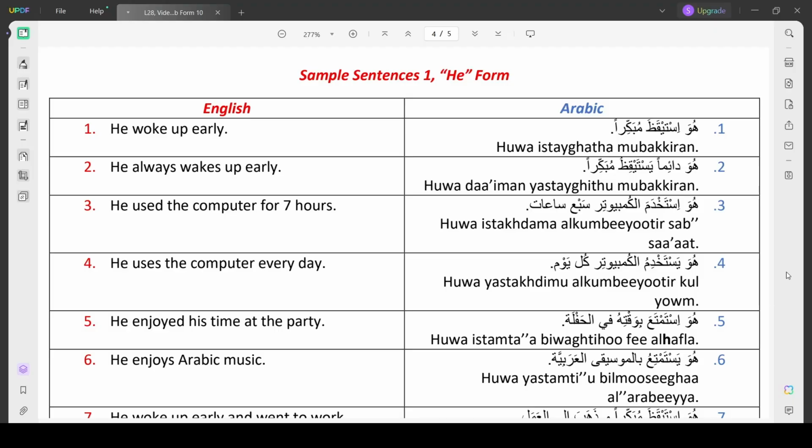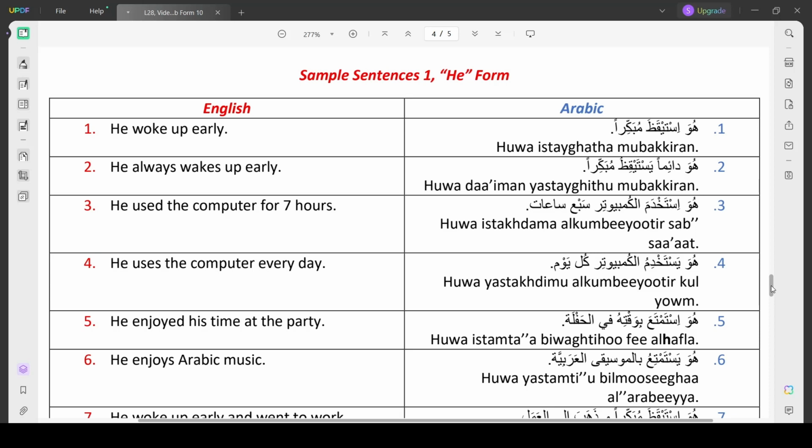Number 1. He woke up early. هو استيقظ مبكرا. Number 2. He always wakes up early. هو دائما يستيقظ مبكرا. Number 3. He used the computer for 7 hours. هو استخدم الكمبيوتر 7 ساعات.